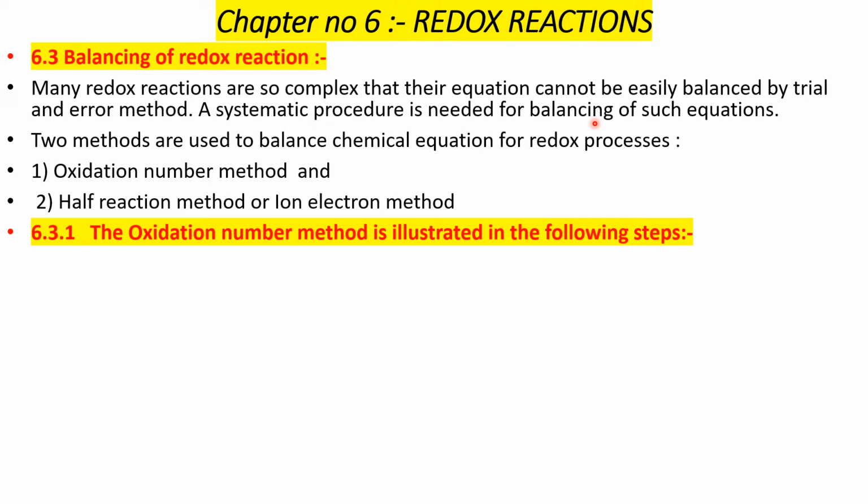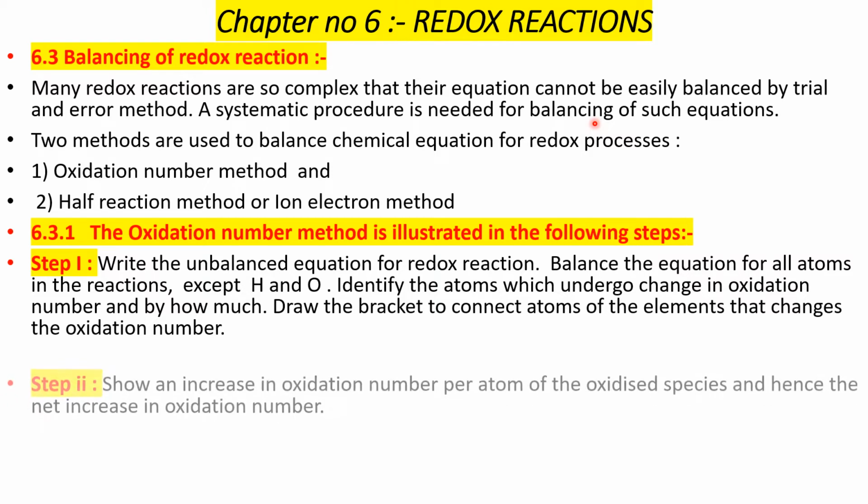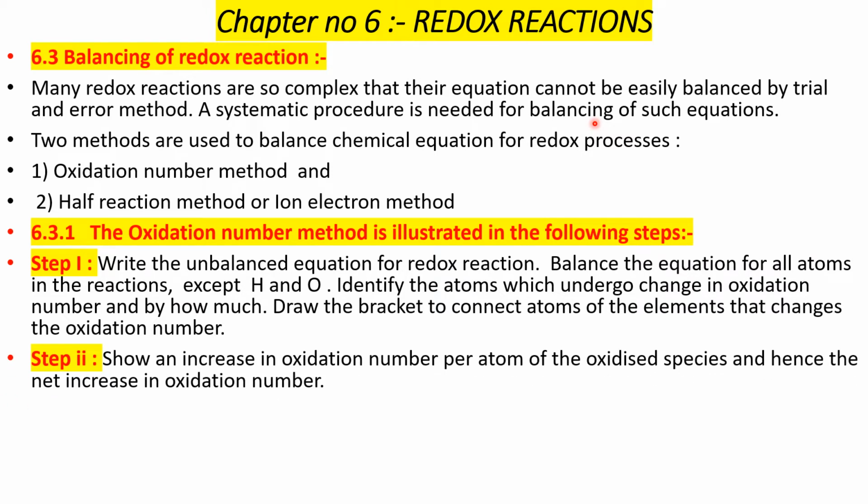This next point, 6.3.1, the oxidation number method, is illustrated in the following steps. Different steps are given here. Step by step, we will discuss how to balance the reactions. Step number 1: firstly, you have to write down the unbalanced equation for the redox reaction. Then balance the equation for all atoms in the reactions except hydrogen and oxygen.